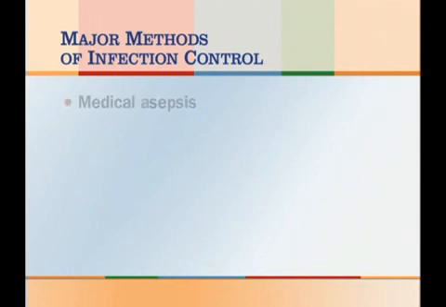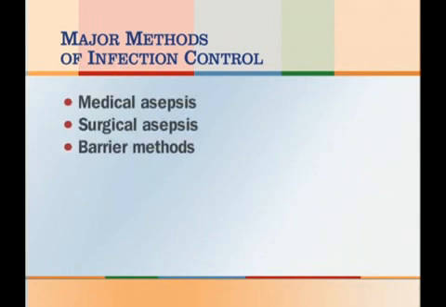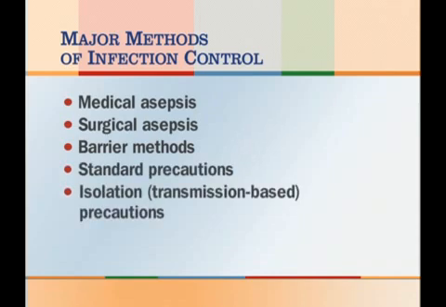All healthcare facilities follow basic practices of infection control designed to decrease the chance that an infection will spread from one person to another. The 5 major methods of infection control that apply to nursing assistants in medical facilities or long-term care facilities are medical asepsis, surgical asepsis, barrier methods, standard precautions, and isolation or transmission-based precautions.